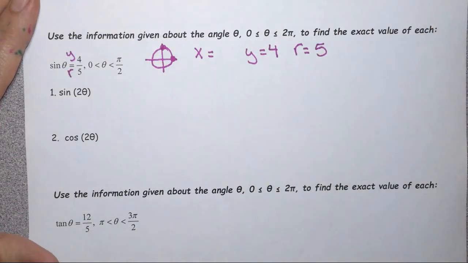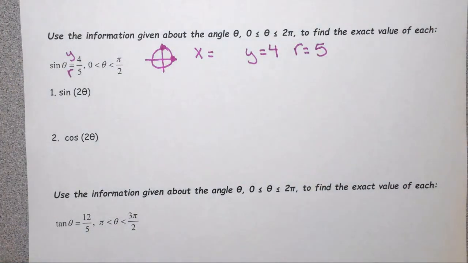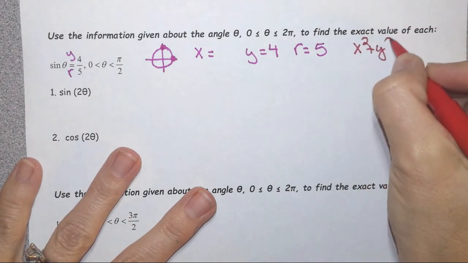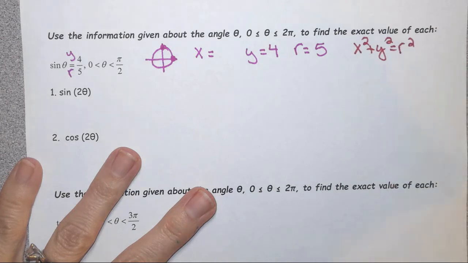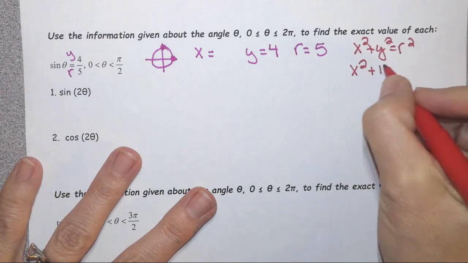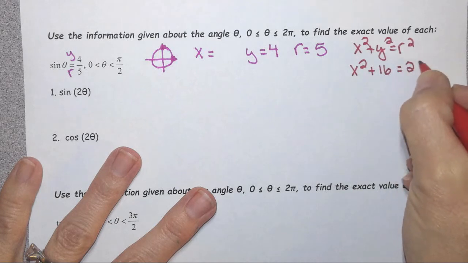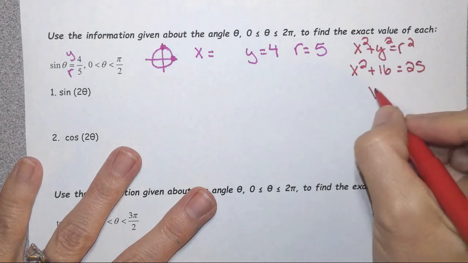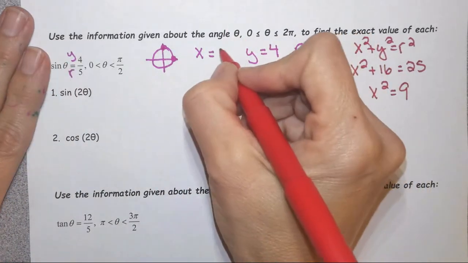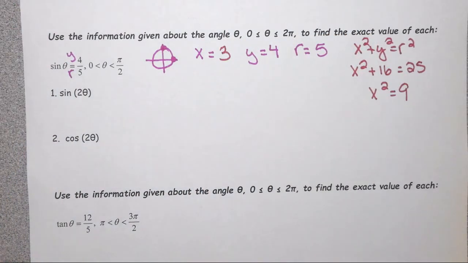I'm then going to use my formula to find x. X squared plus y squared equals r squared. We don't know x, so x squared plus 16 equals 25. 25 take away 16 is 9, and the square root of 9 is 3. Then all I have to do is plug into my formulas.